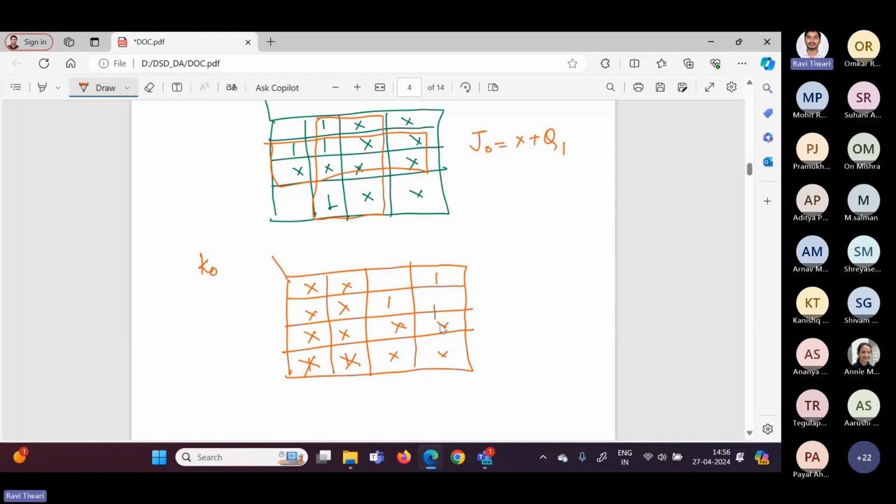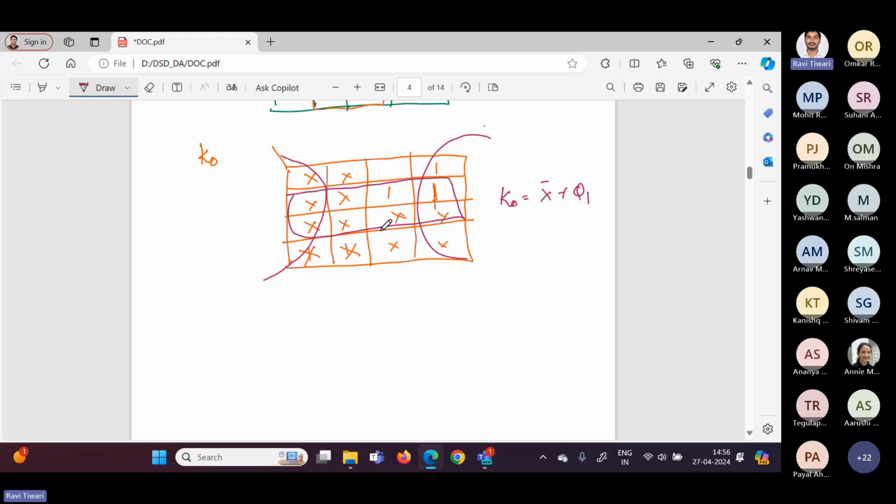So here how we can make one. Here we will make two octals. I am making one octal like this from the corner ones, and I am making another octal like this. So the expression that you will get for K naught will be given by X bar plus Q1.